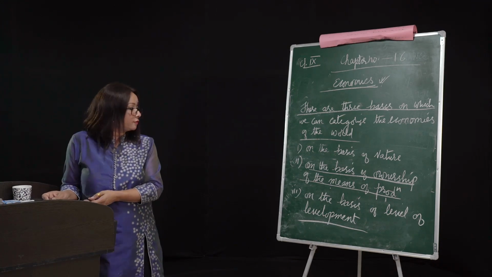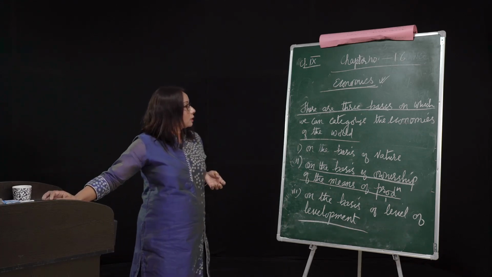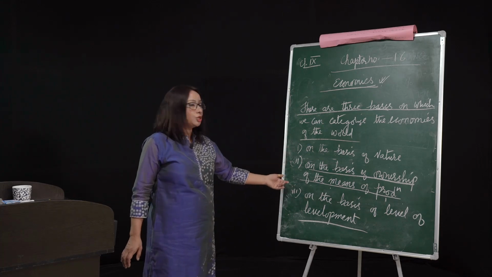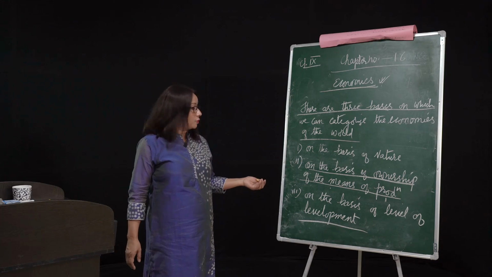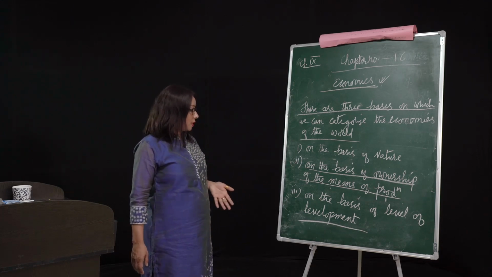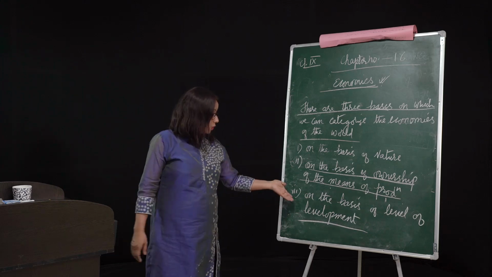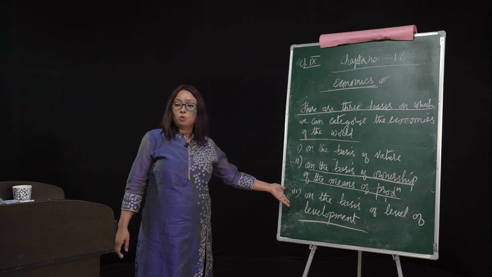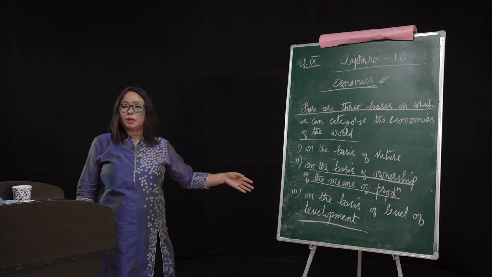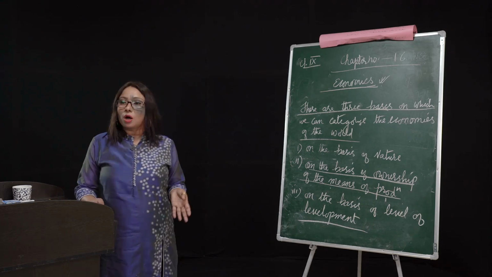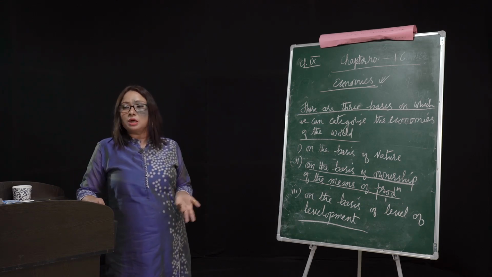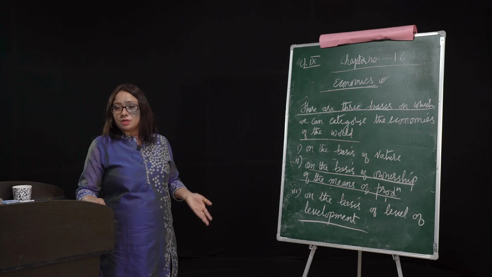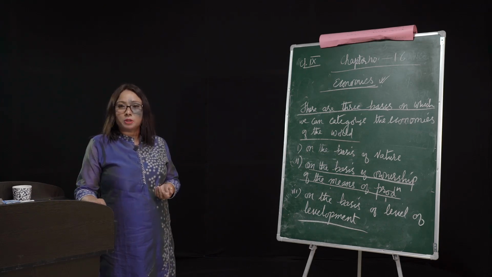So students, today we have seen the classification of economy on the basis of nature, on the basis of ownership of the means of production, and also on the basis of level of development. I have just started with the level of development. We have still more to go. I will be explaining the developed economy, why India is called a developing economy, why India is called a mixed economy, and what the features of public and private sectors are. Those are the things that we will be discussing.